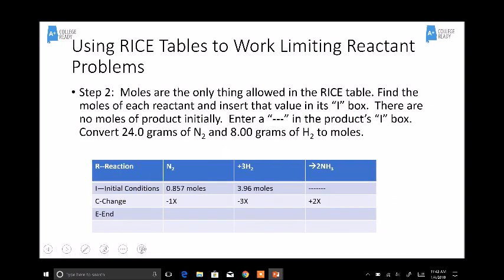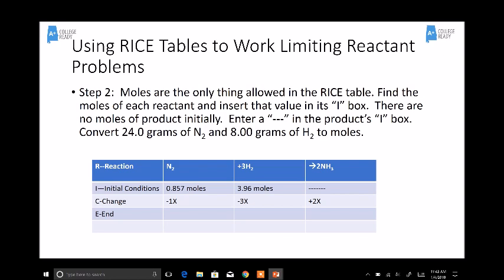So step 2, remember, moles are the only things allowed in the RICE table. We want to find the moles of each reactant, and we want to insert those into the I box, the initial conditions box. Remember, there's no moles of product to begin with because we haven't made the product yet. So we're just going to put some dashes in the product I boxes.